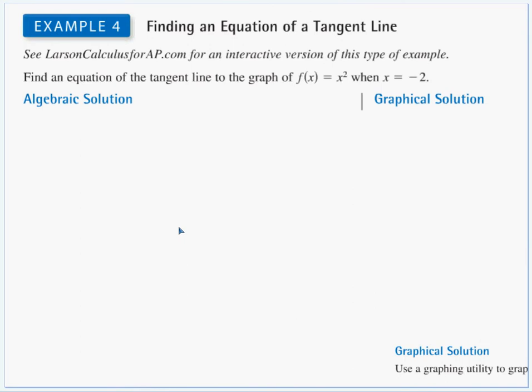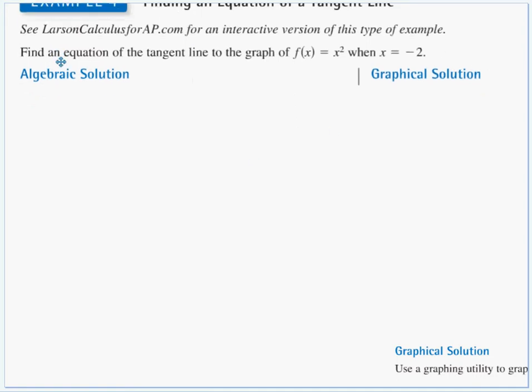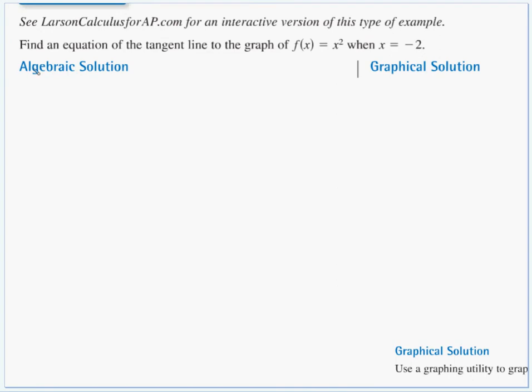Example 4. Find the equation of a tangent line. So when we're done, we want the equation of a line, y equals mx plus b. And remember, the big idea here is that to come up with the equation of a line, we need two things. We need a point, and we need a slope.